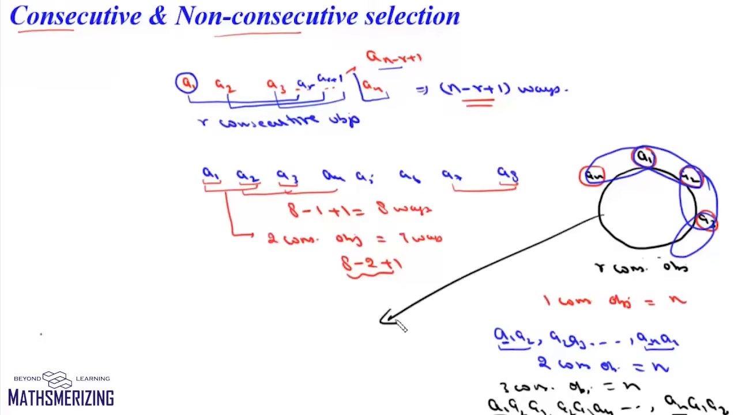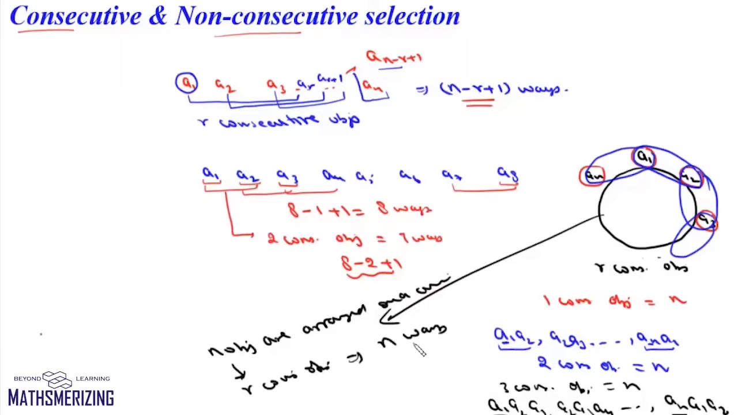So from here we can simply say, if n objects are arranged on a circle and from these n objects we have to select r consecutive objects, then it can be done in simply n ways. So if the objects are arranged in a row, then the total number of r consecutive selections is n minus r plus 1. But on a circle, the total number of ways of selecting r consecutive objects is simply n.